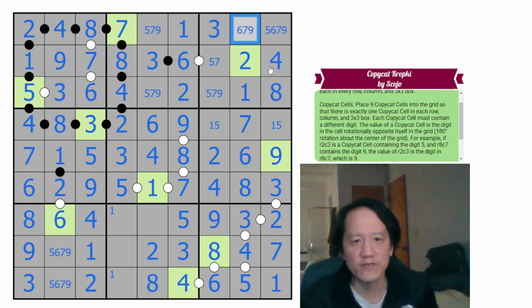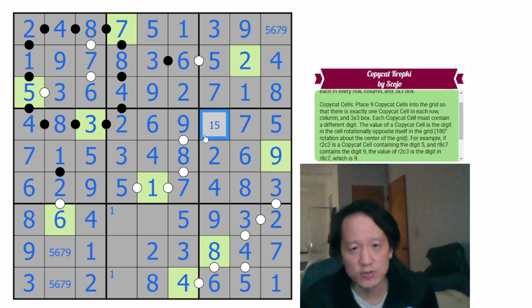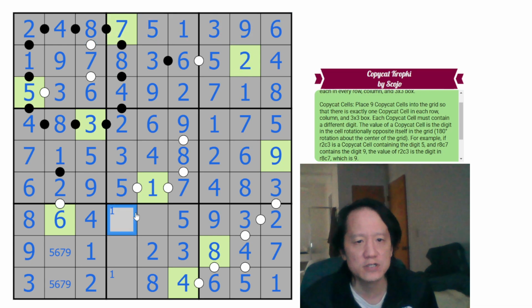This can't be 6 or 7, so this must be 9. This can't be 7, so this is not 7. This is a 5. This can't be 5 or 9, so this is 7. This can't be 5 or 7, so this is 9. This can't be 7 or 9, so this is 5. This can't be 1, so this is 5, which makes that a 1. This has to be a 6 because of all the eliminations. This can't be 1 anymore.